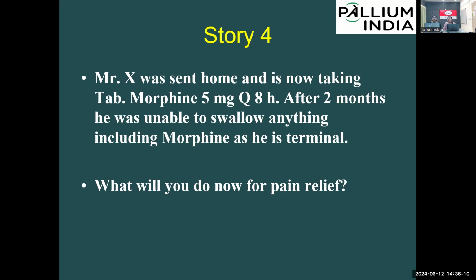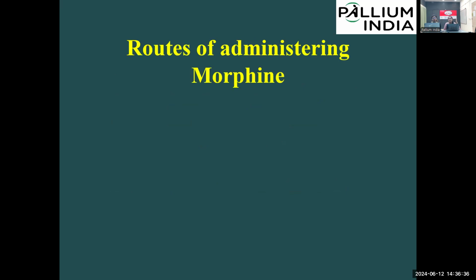Yes, these are options. Fentanyl patch, later in the session we'll be dealing with, and we'll be checking the advantages and disadvantages of the fentanyl patch also. And at home, injectable preparations could be a bit difficult for the patient. So to answer this, we need to know the routes of administering morphine. What are the different routes by which morphine can be administered?